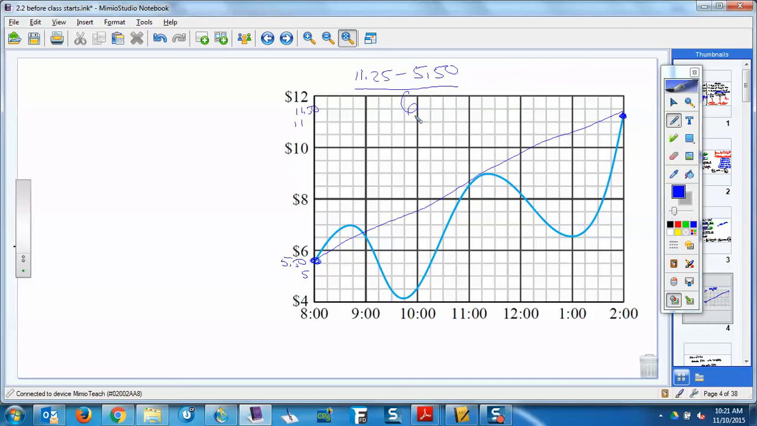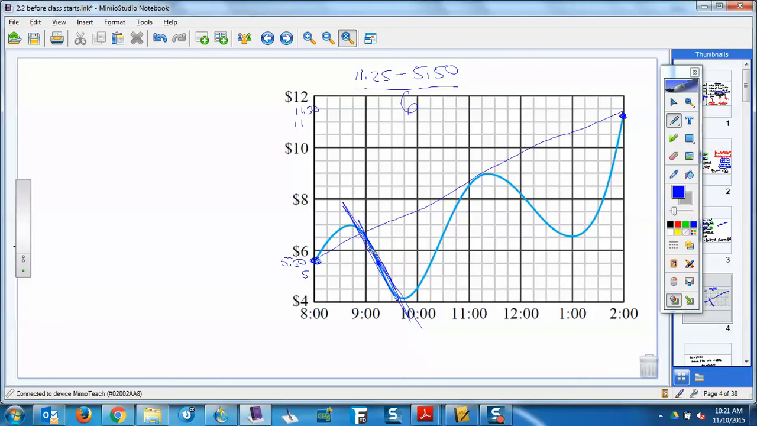And then they wanted the instantaneous rate of change at 9:15, which would be this first one, right here. So how would you do that? Yeah, just draw a line in here and try to do a rise over run, right? And the answer's in the back.